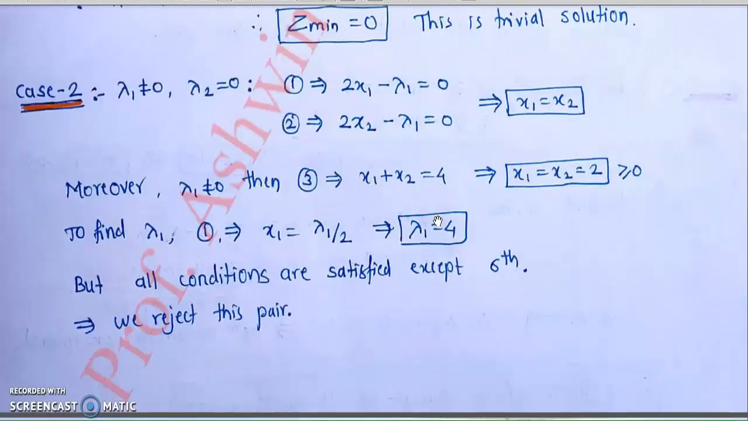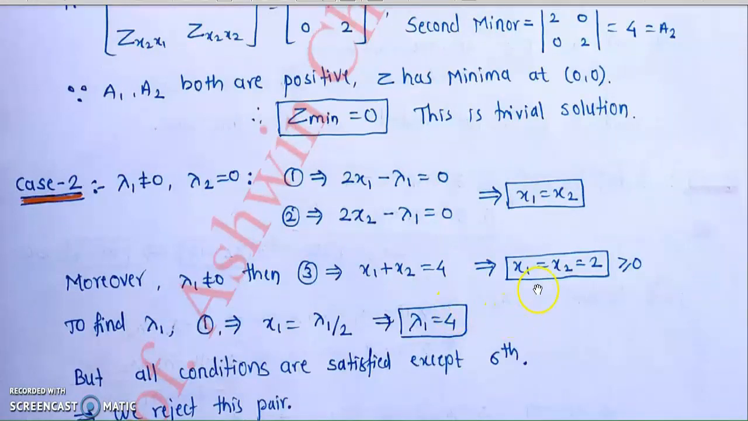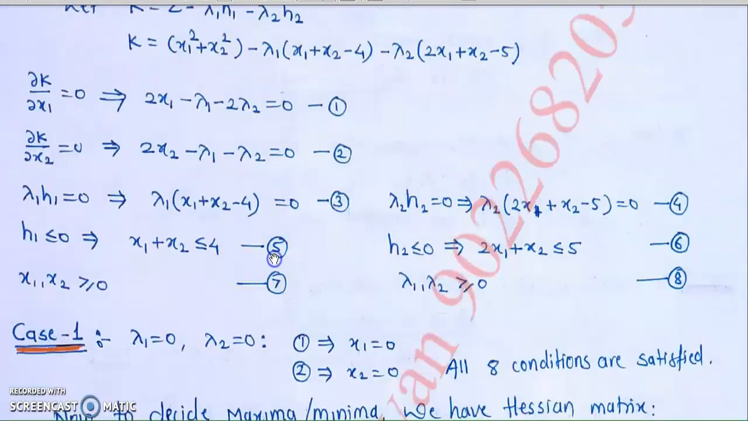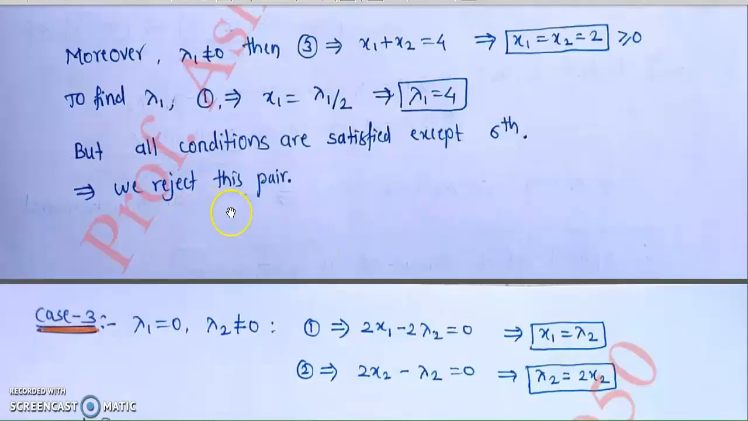But if we check the 5th and 6th condition for x1 and x2 equal to 2, the 5th condition gives us 2 plus 2 equal to 4, and 4 is less than or equal to 4. So the 5th condition is satisfied. But the 6th condition is 2 into 2 which is 4, 4 plus 2 is 6, and we are getting 6 less than or equal to 5, which is absurd. That's why the 6th condition is not satisfied for this pair of values. Therefore, we reject this pair.